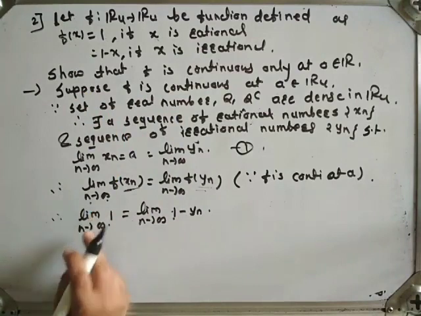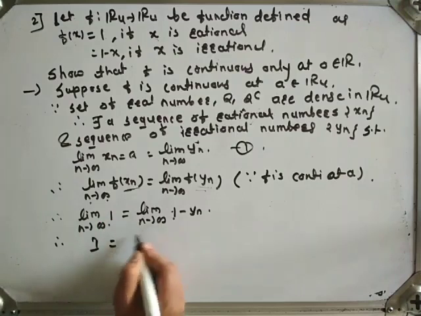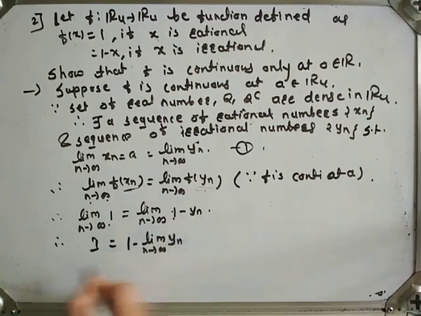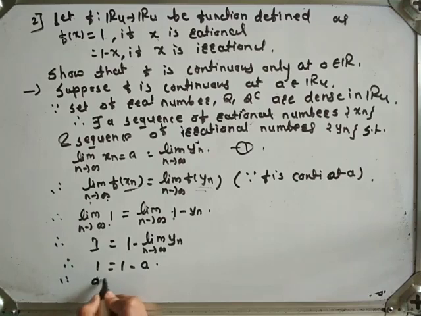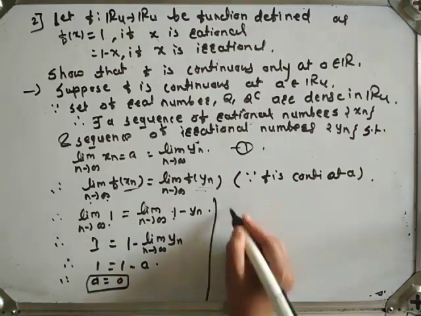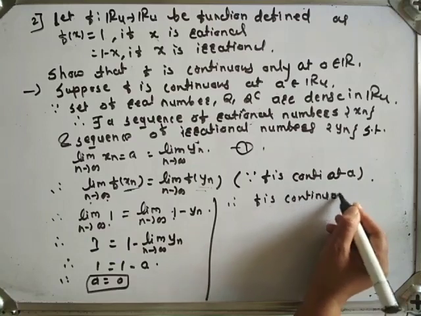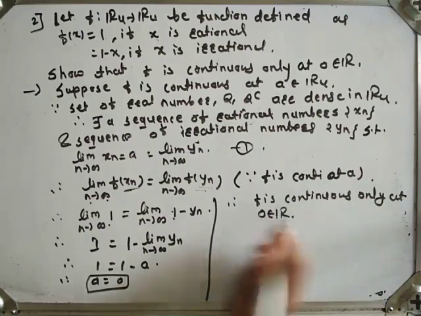So limit as n tends to infinity of 1 is 1, which is equal to limit of 1 minus limit as n tends to infinity of yn. Therefore, 1 is equal to 1 minus a. So we will get a is equal to 0. Therefore, f is continuous only at 0 belonging to R.